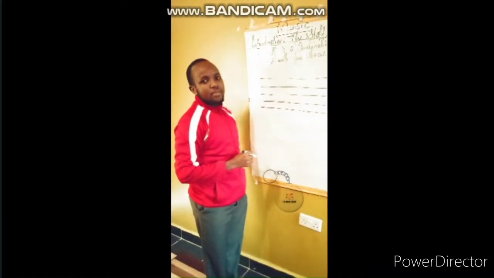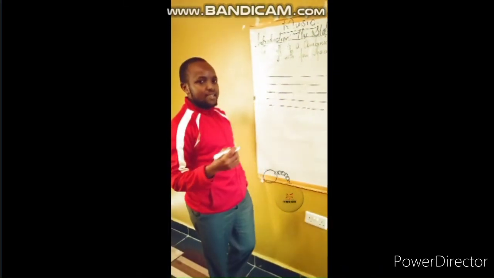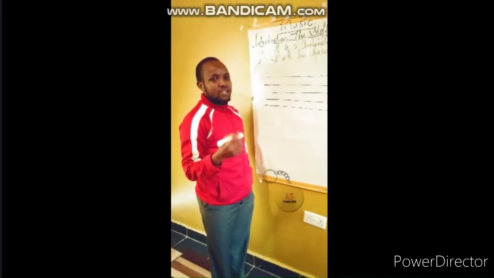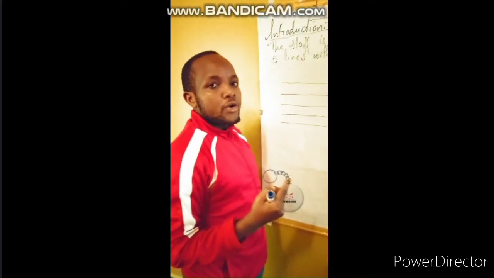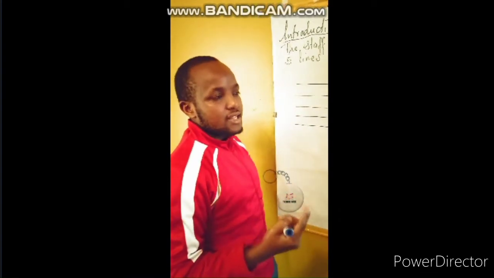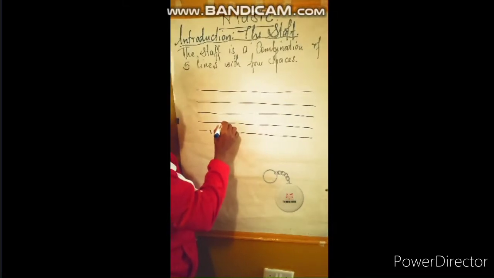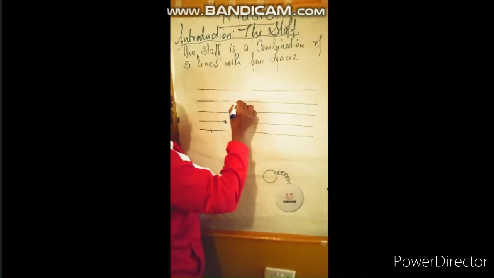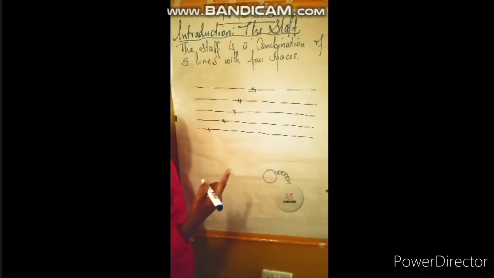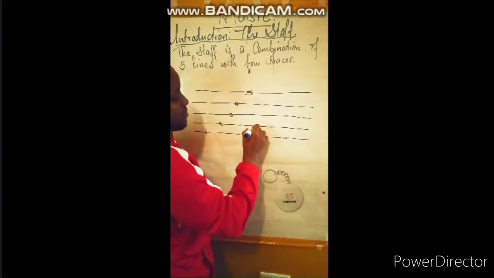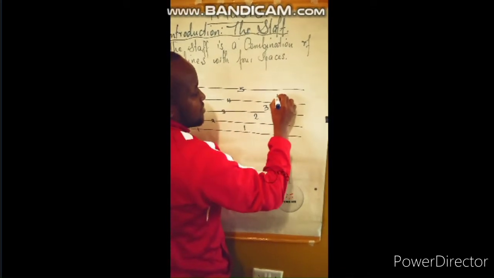So the staff. What is the staff? The staff is a combination of 5 lines that are superimposed on each other, and they are as follows. Line number 1, line number 2, line number 3, line number 4, line number 5. In between the 5 lines, there are spaces. Space number 1, space number 2, space number 3, space number 4.